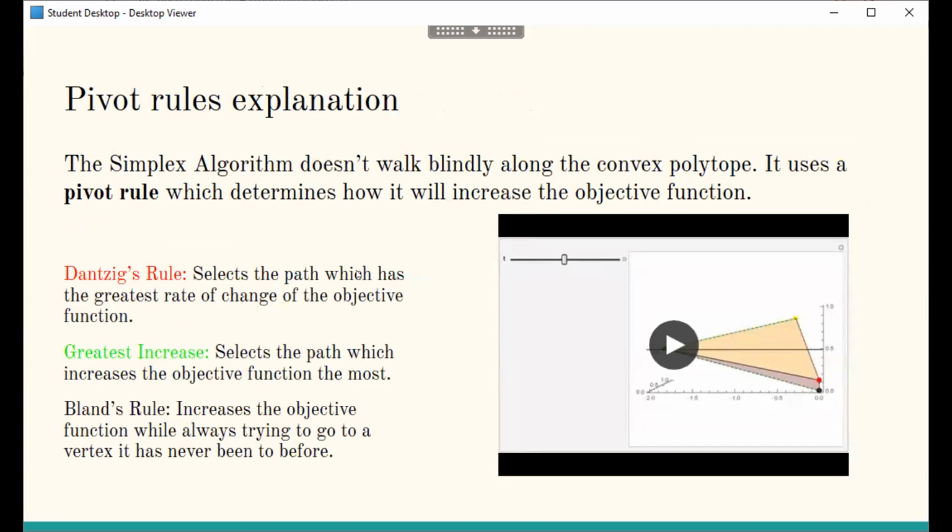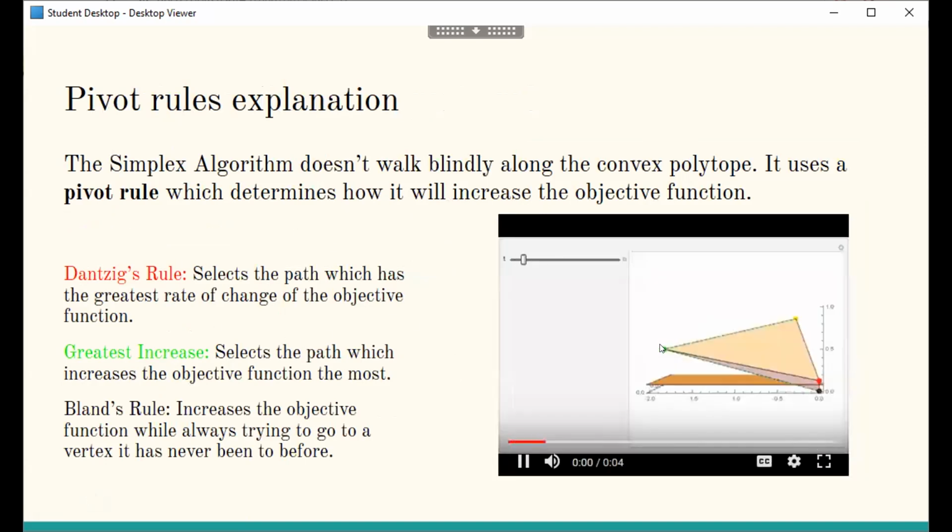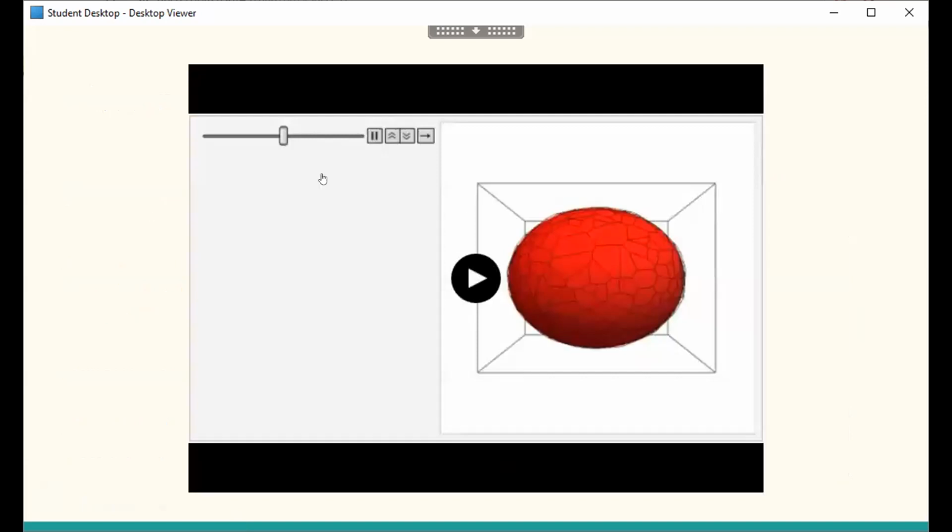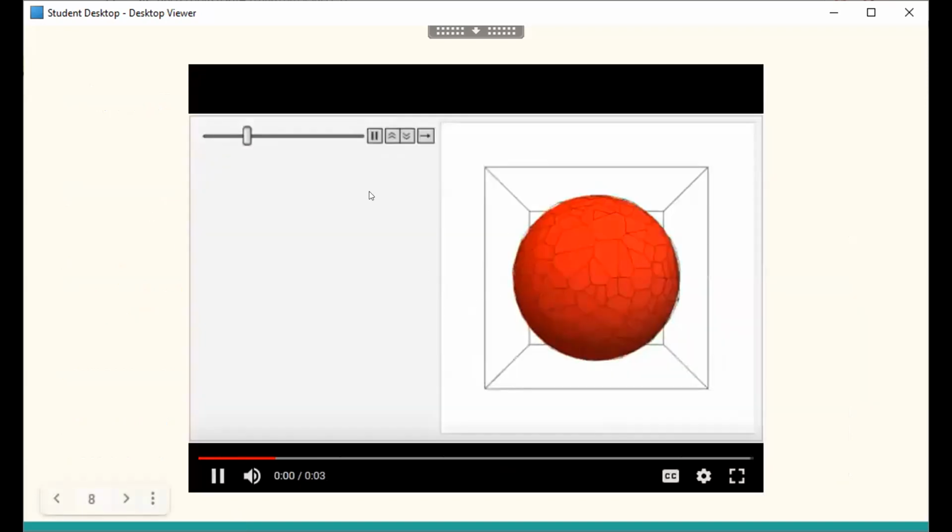In our project, we use Dantzig's rule, the greatest increase rule, and Bland's rule. And here we visually illustrate the difference between Dantzig's rule and the greatest increase rule. If we imagine this plane is the objective function, Dantzig's rule wants to go as straight up as possible to the top, so it's going to go from this black point to this red vertex. However, the greatest increase rule wants to make the biggest jump in the objective function per time, so it's going to go to this green point. So you see that the pivot rule affects how the simplex algorithm traverses the polytope.